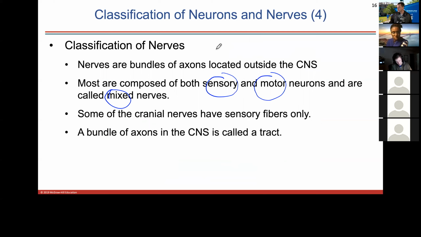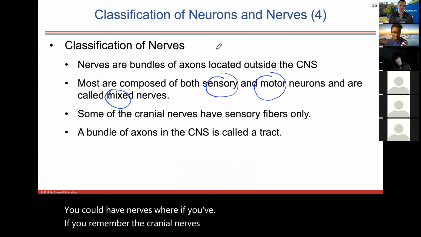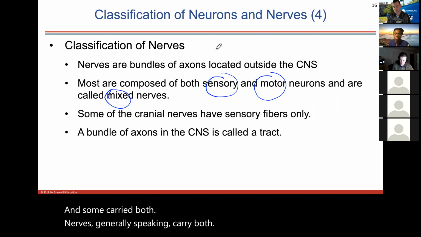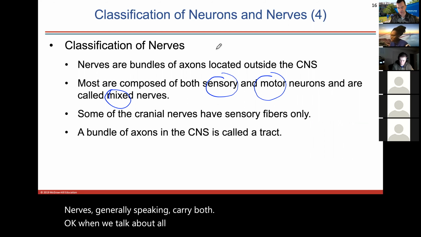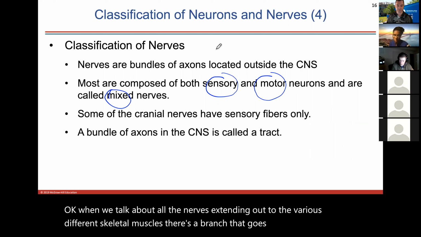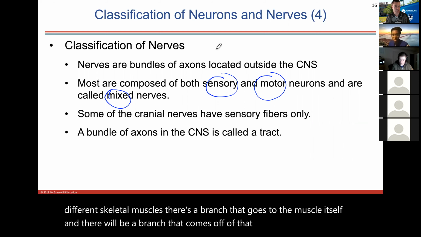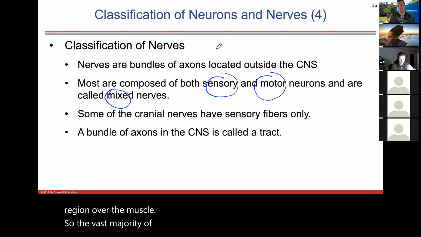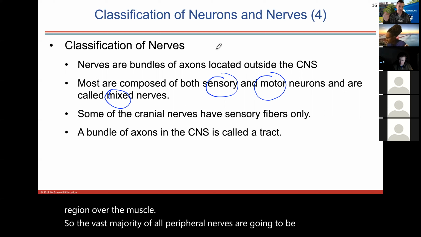You can have nerves where, if you remember the cranial nerves, you know that some were sensory, some were motor only, and some carried both. Nerves, generally speaking, carry both. Okay. When we talk about all the nerves extending out to the various different skeletal muscles, there's a branch that goes to the muscle itself, and there'll be a branch that comes off of that and supplies skin in that region over the muscle. So the vast majority of all peripheral nerves are going to be mixed.